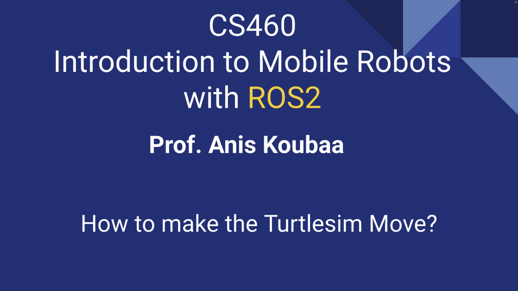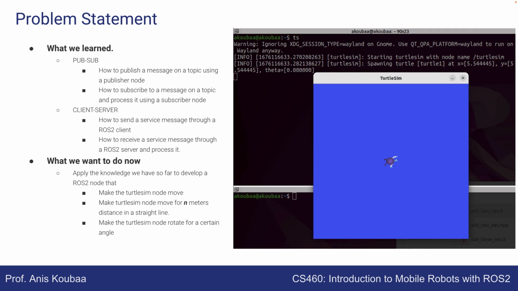So now I'm going to start from what we have learned. We made a publisher and subscriber: how to publish a message on a topic using a publisher node, and how to subscribe to a message on a topic and process it using a subscriber node. Last week you also did client and server, where we have a request and response between the client and the server. What we want to do now is apply this knowledge to make this turtlesim move. And we want it to move for a particular distance, not forever. If a robot starts moving, at some point in time it has to stop, so we need to make a stopping condition, and the same thing for the rotation of the robot. We'll try to apply all of this.